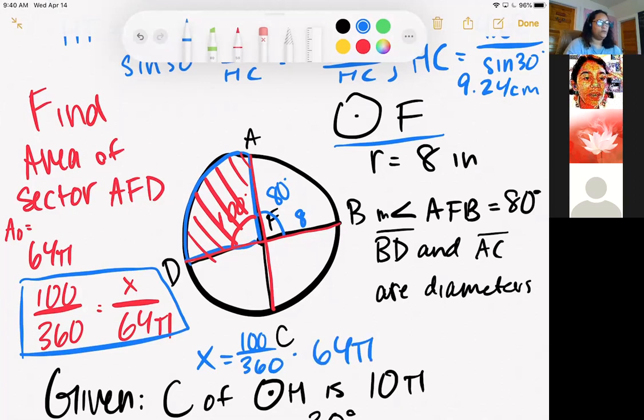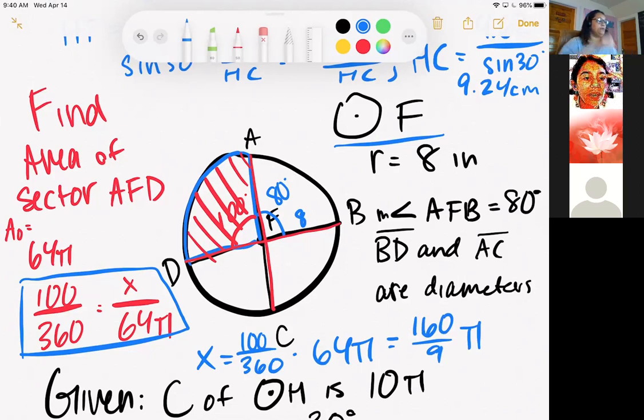Let's see what we get. 100 over 360 times 64. Wow. Yeah, let's see. Math fraction. So I got, in terms of pi, 160 over 9 pi. And in terms of a decimal, that's 55.85.